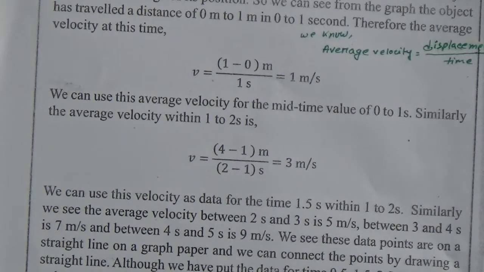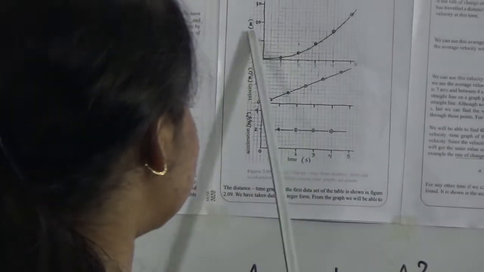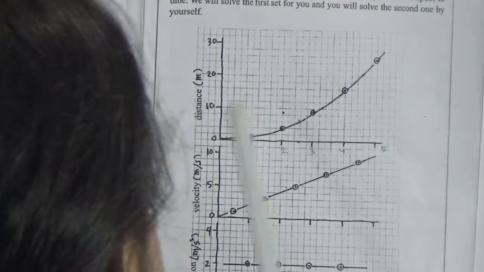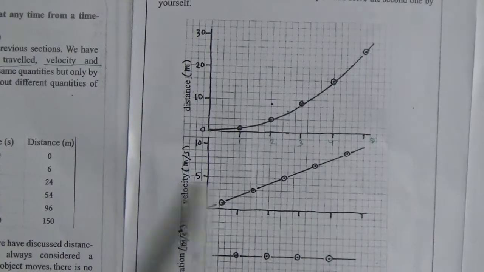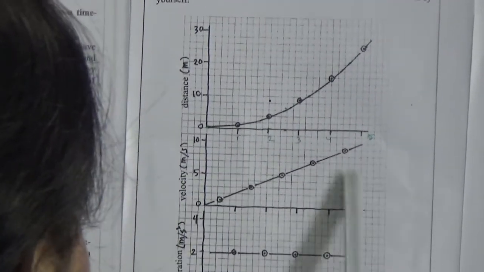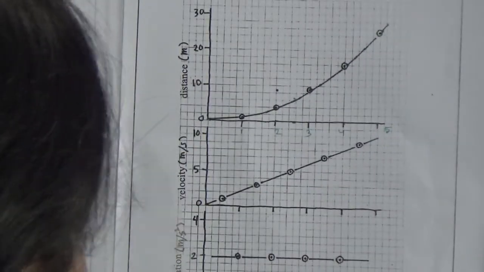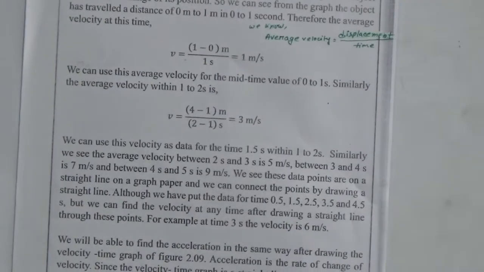That means this is the velocity graph. Using distance, we know velocity is the rate of change of distance. Now we can find the velocity here. The velocity is 1.5 within 1 to 2 seconds.